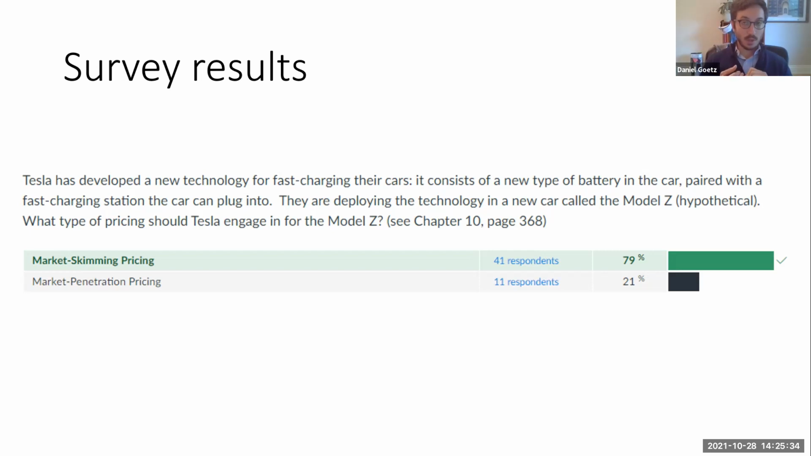Let me ask you a follow-up. Why are there these people out there who have a super high willingness to pay for Tesla and are really impatient? Because for most car companies, we don't really think that there's people like that. So why is it different for Tesla?